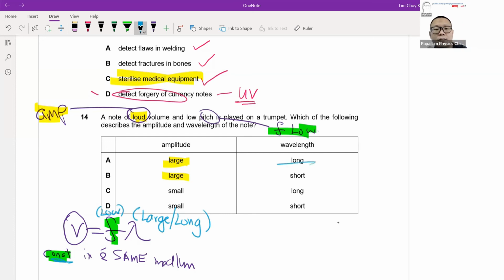So that's why the answer here will be A. Wavelength long, amplitude large. So take note of this.